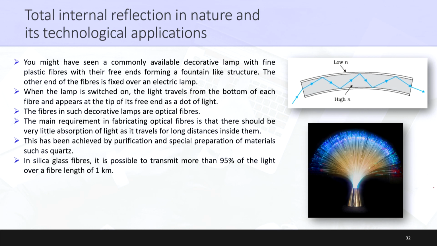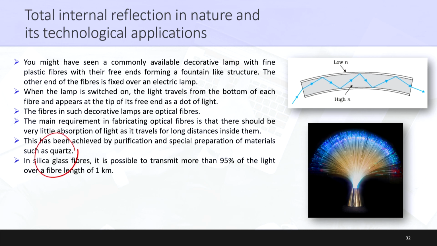The main requirement in fabricating optical fibers is that there should be very little absorption of light as it travels for long distances inside them. Quite evident, because sometimes it has to be used for kilometers also. So, this has been achieved by purification and special preparation of materials such as quartz.